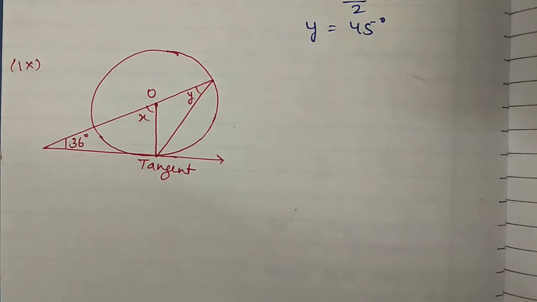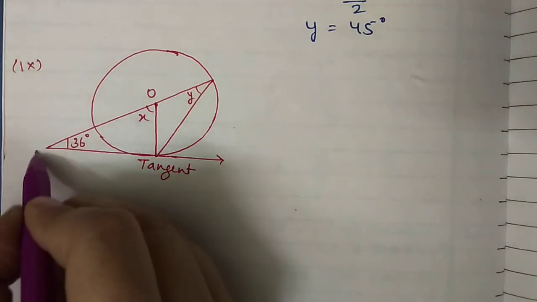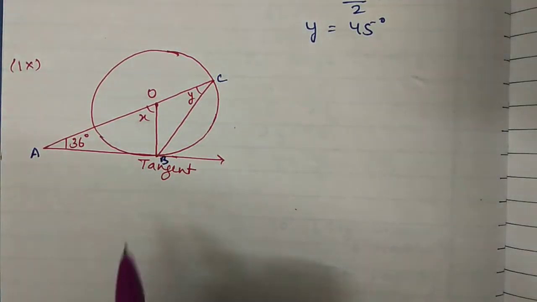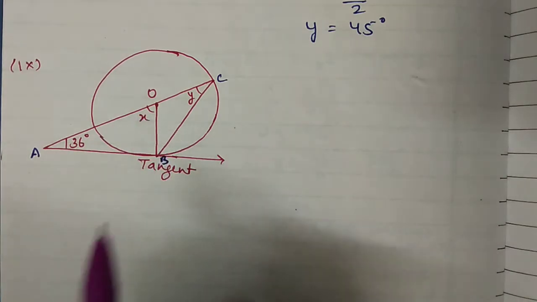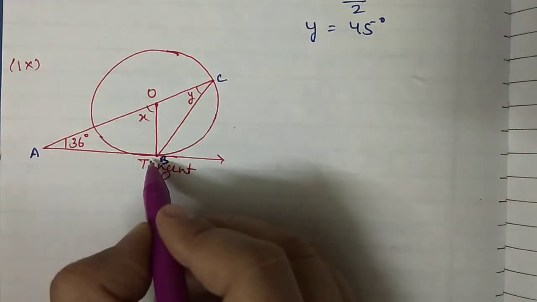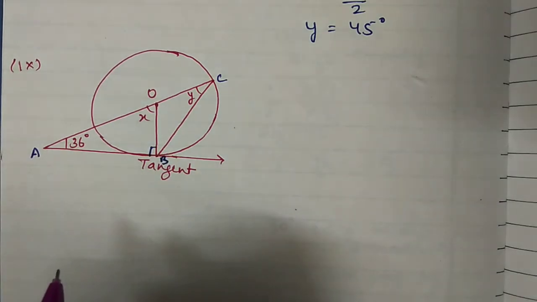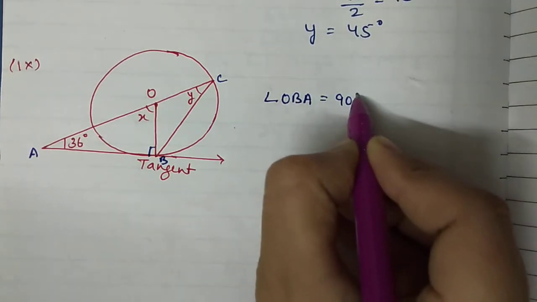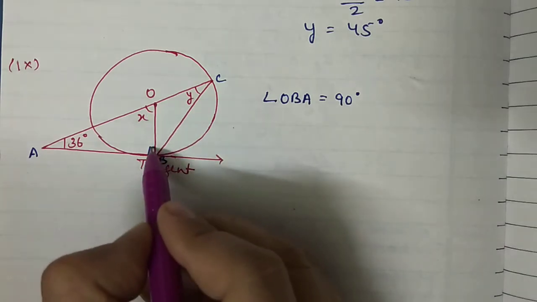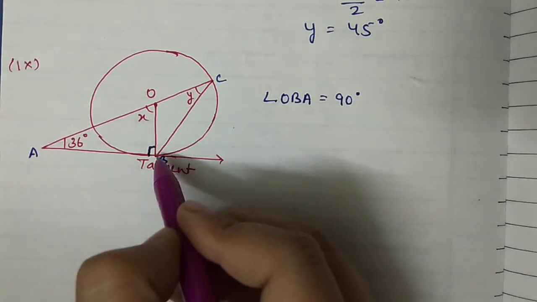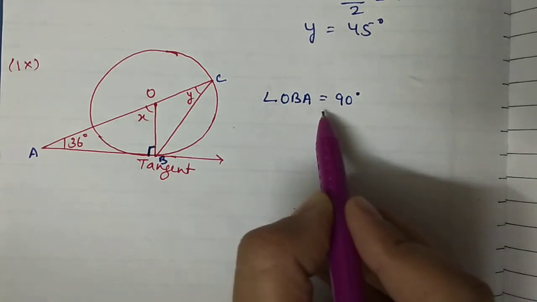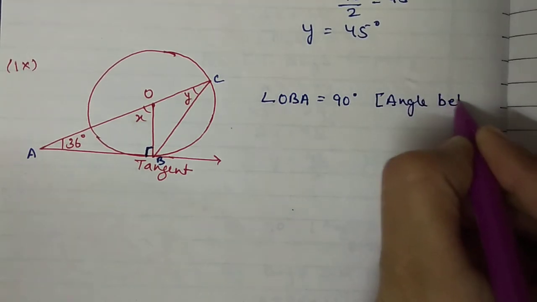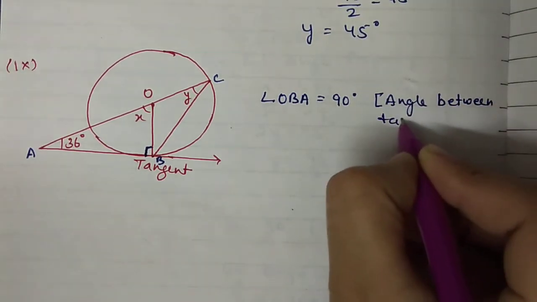Next, the ninth part of question number 5. The figure is given. First name this figure A, B and C. Now in this figure, first we will focus on this triangle, because in this triangle, this is tangent and this is radius. The angle between tangent and radius will be 90 degrees. So angle OBA is equal to 90 degrees. Why have I written OBA? Because I am talking about this angle. Here we have one more angle at point B, so we will write the name properly. The reason is angle between tangent and radius.